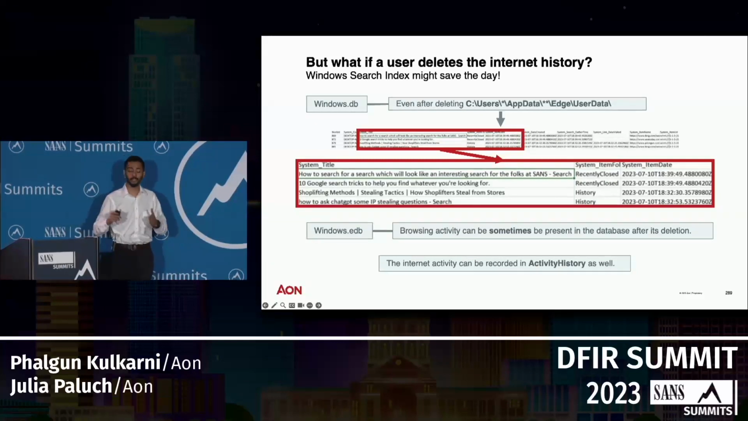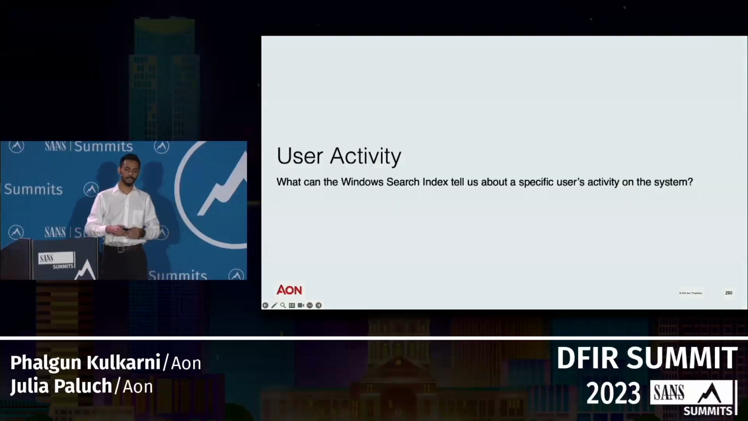Now you may wonder, what is activity history? So let's talk about it. Windows Search Index can tell you when you opened or closed a file, which program you used to interact with the file, as well as the file name itself. Now, how does it do that?